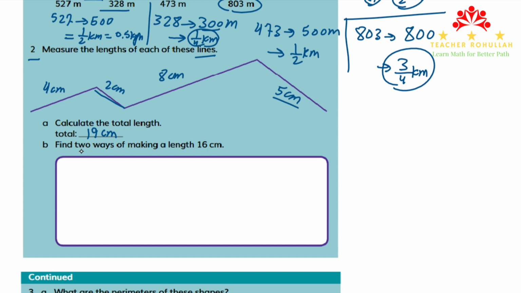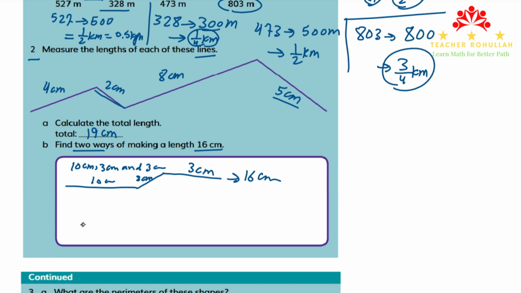In part B, it says, find 2 ways of making a length of 16 centimeter. One of the ways that we can make is having the length of 10 centimeter, 3 centimeter, and 3 centimeter. So 10 plus 3 is 13, and 13 plus 3 is 16. So the total length that we get is 16 centimeter. This is one of the ways.